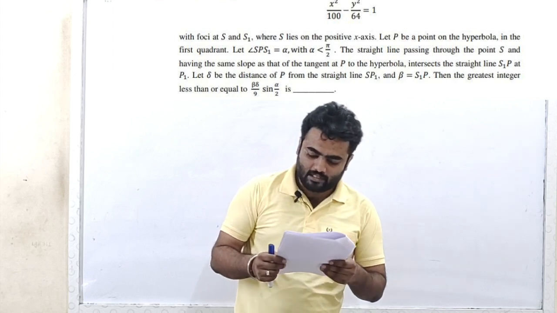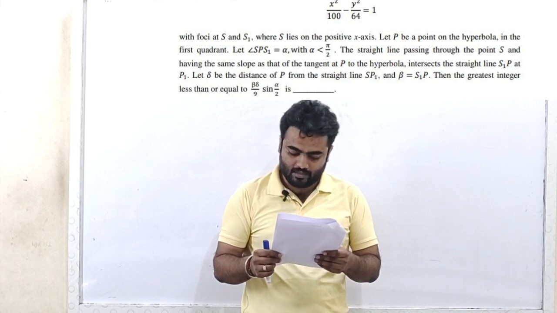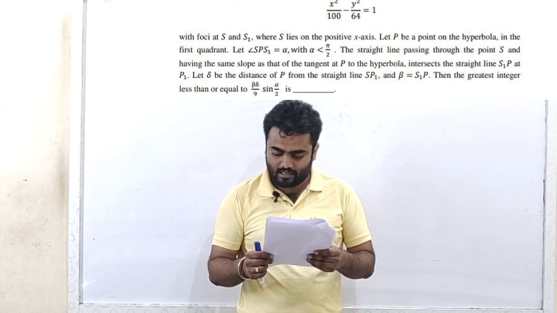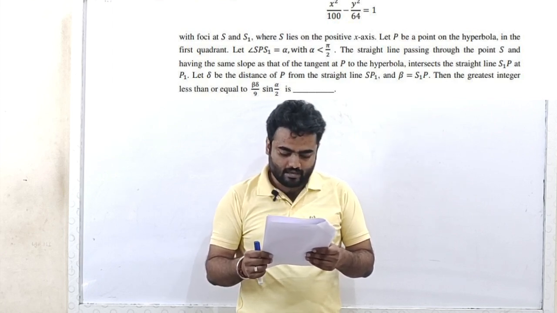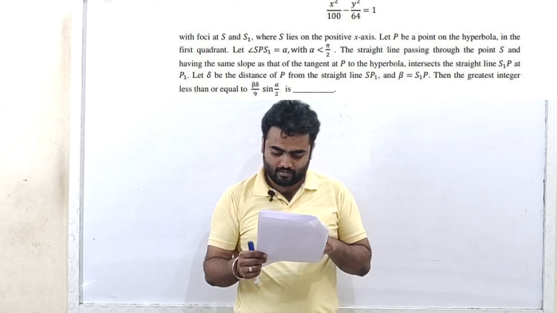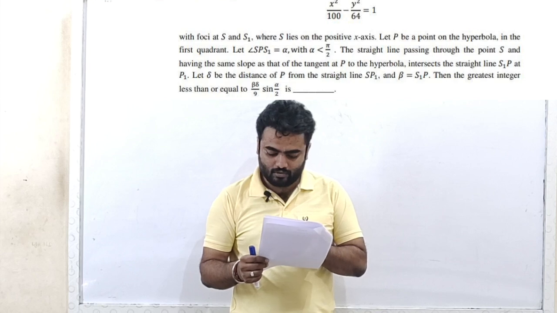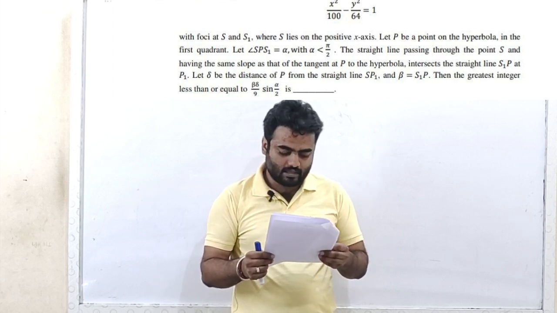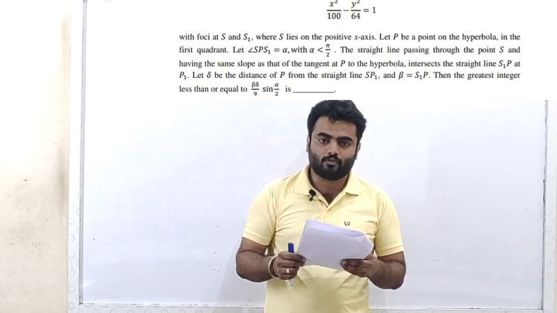The straight line passing through the point S and having the same slope as that of the tangent at P to the hyperbola intersects the straight line S1P at P1. Let delta be the distance of P from the straight line SP1 and beta equal S1P. Then the greatest integer less than or equal to beta delta by 9 sin alpha by 2 is.